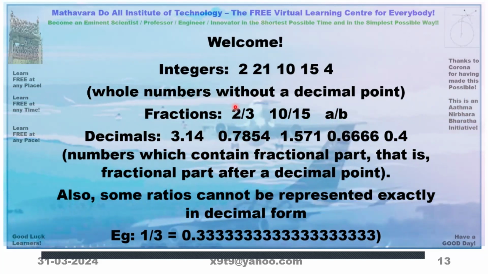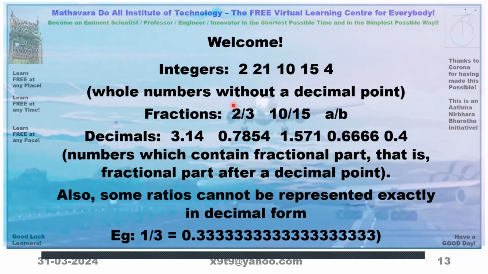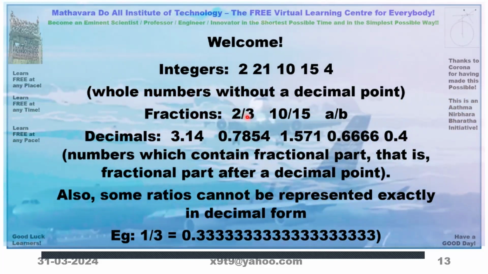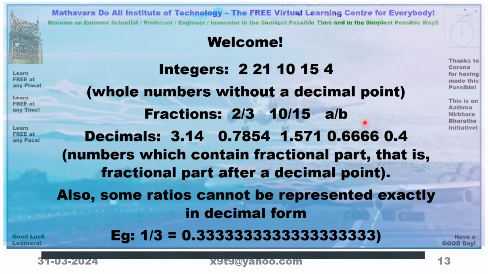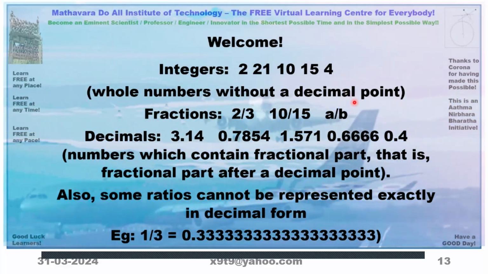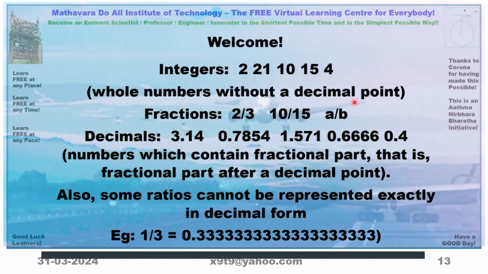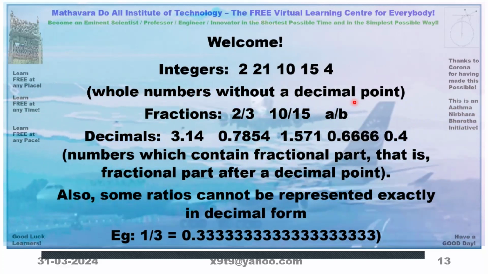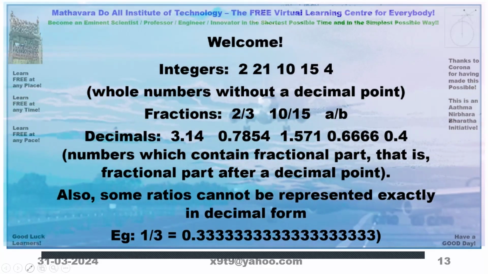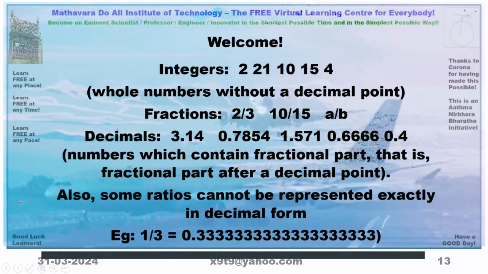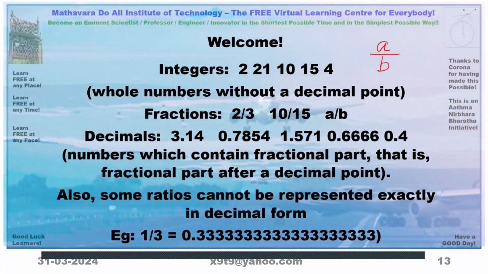Then fractions will have a numerator and a denominator. There are different methods of writing. In computer typing, we will write A divided by B, 10 by 15, A by B, like that. In handwriting, we can also write A with a horizontal line over B, like this. So we can write A divided by B like that also.